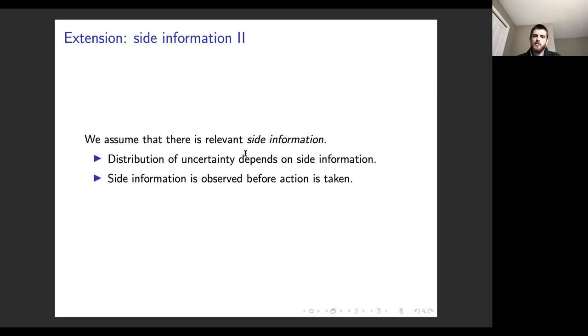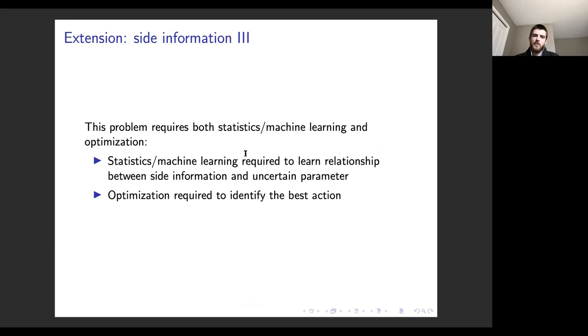So yeah, we're assuming that there's some relevant side information. And we're also assuming that we get to see this side information before the action is taken, because otherwise it's not very helpful. So these types of problems are going to require both statistics or machine learning or data analysis techniques, and also optimization. You need the statistics and machine learning to understand the relationship between your side information and your uncertain parameter. And then once you have some knowledge of that relationship, you're still going to need optimization to choose the best action.